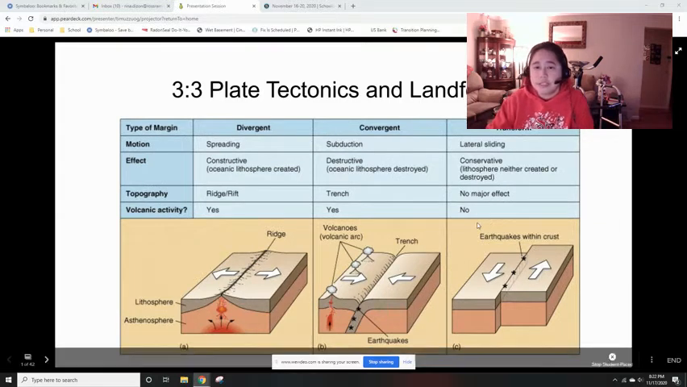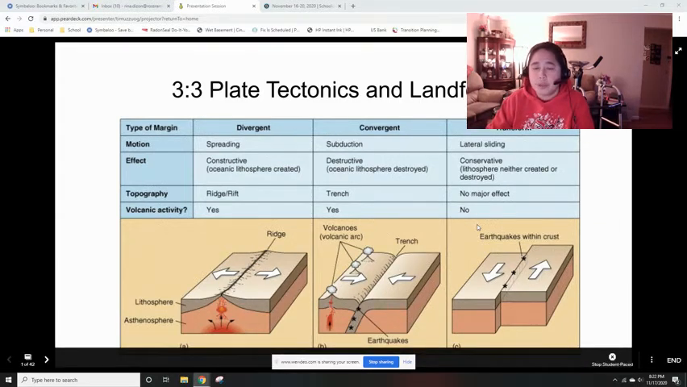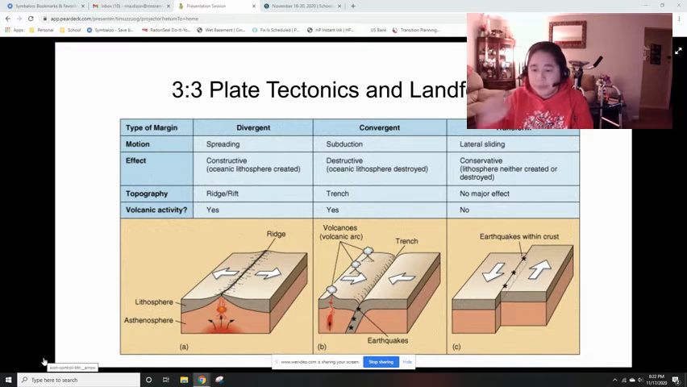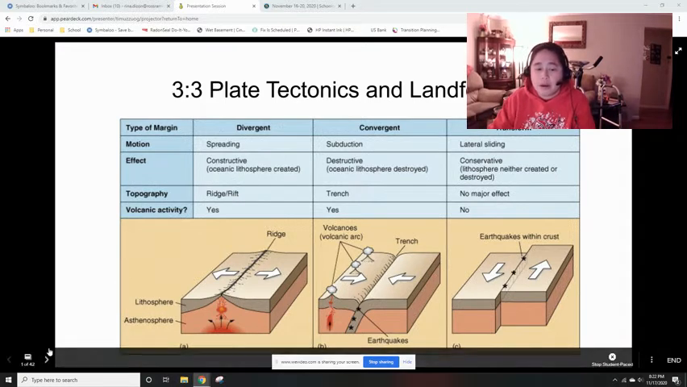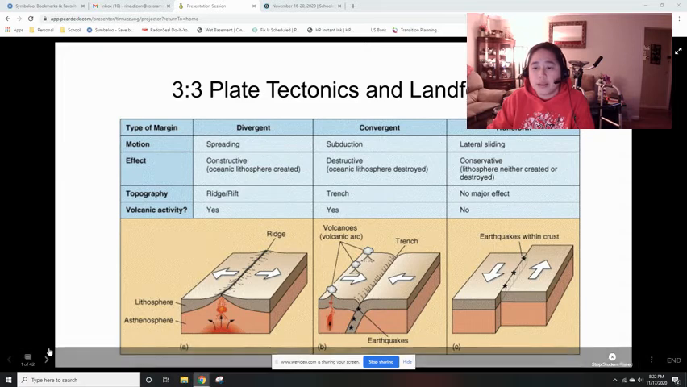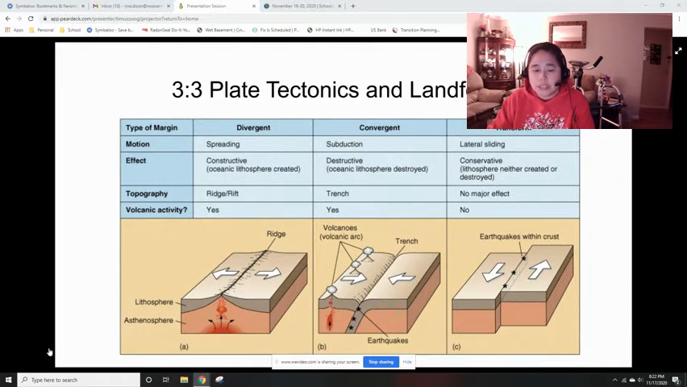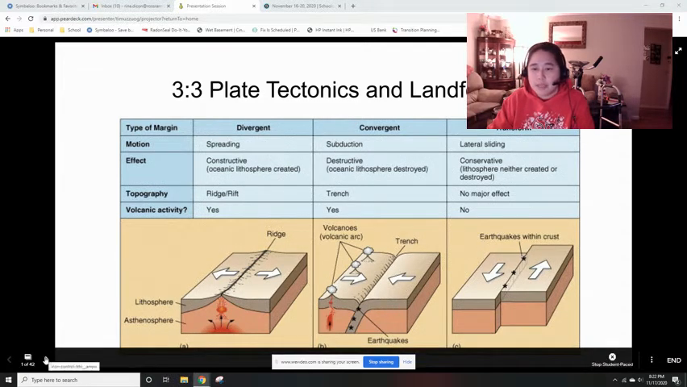All right, eighth graders, this is your lesson 3.3 plate tectonics and landform notes. So you should be filling out your notes packet while you watch this video. The notes packet can be found online in Schoology by printing out the PDF, or you can get a copy from the teacher provided in class.